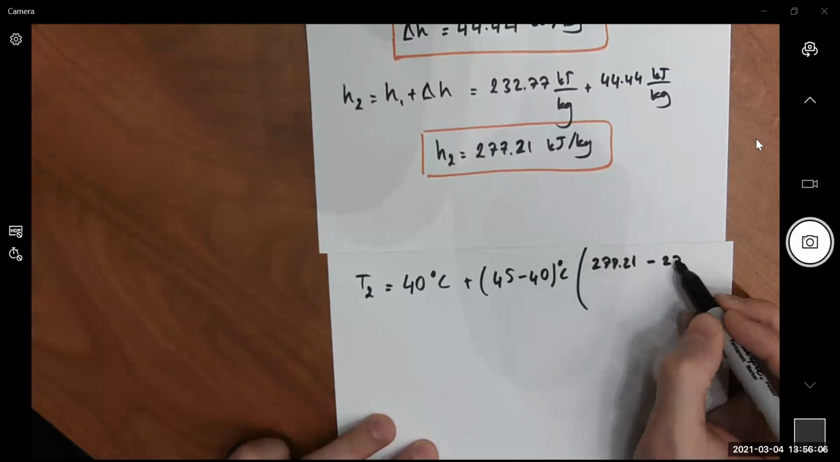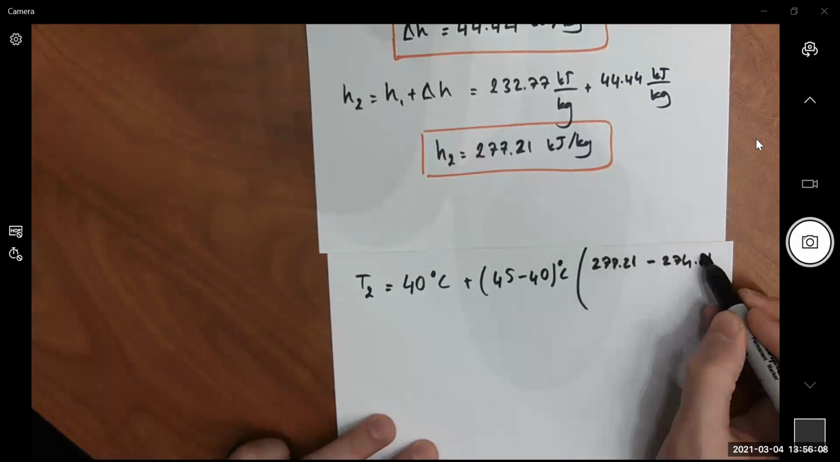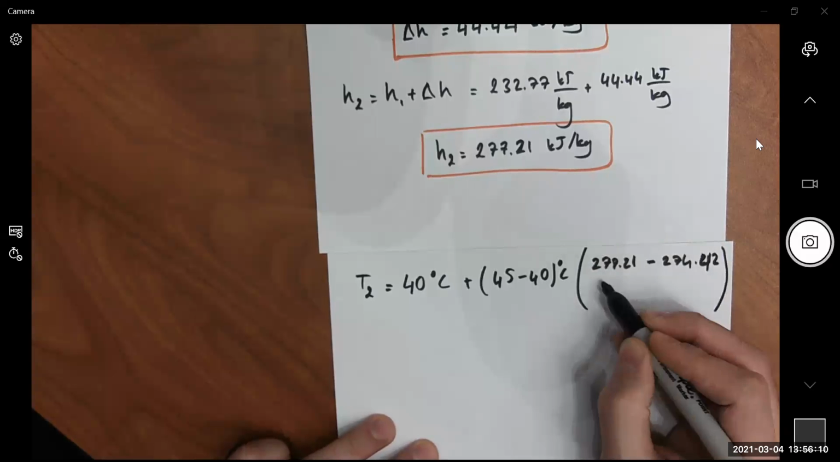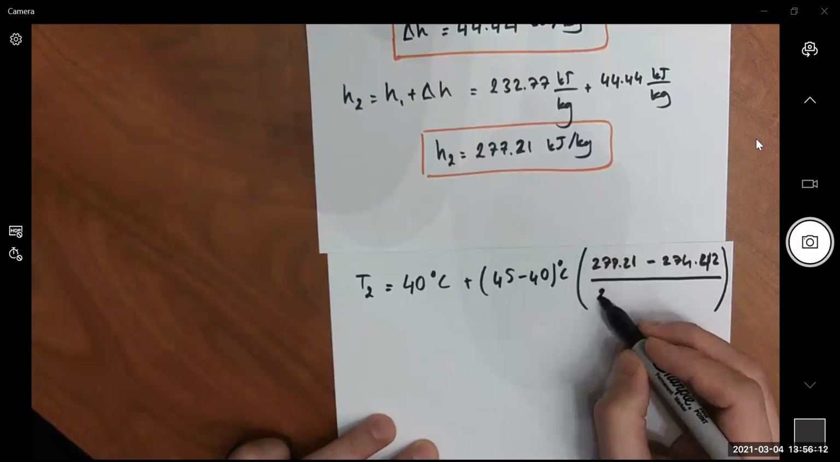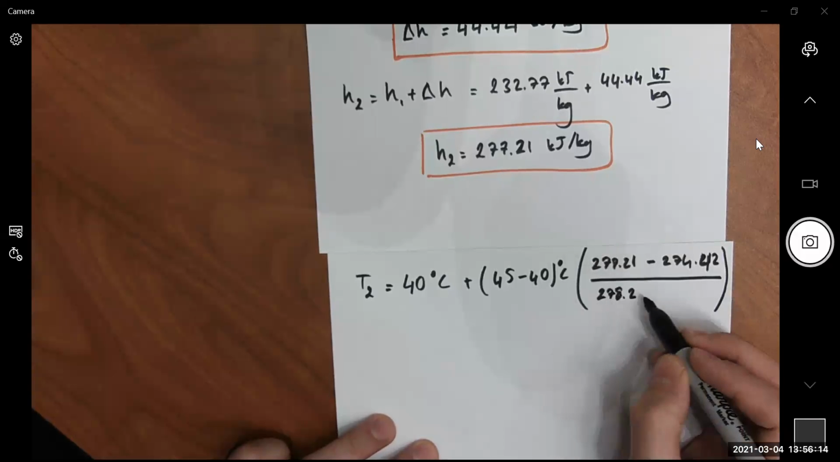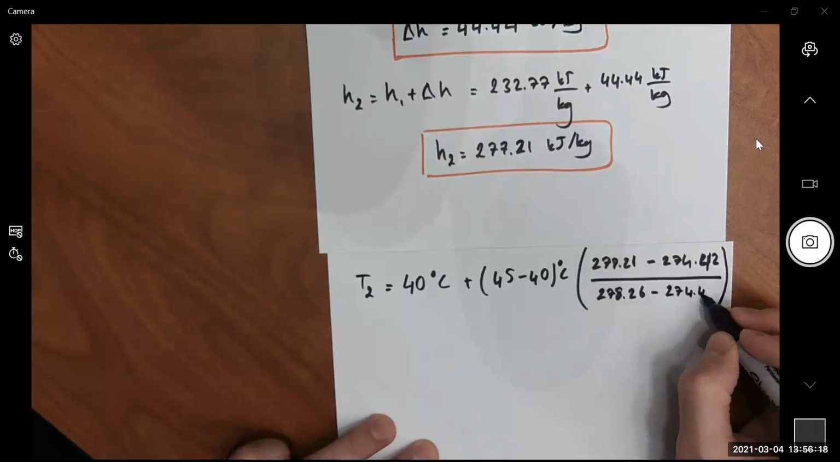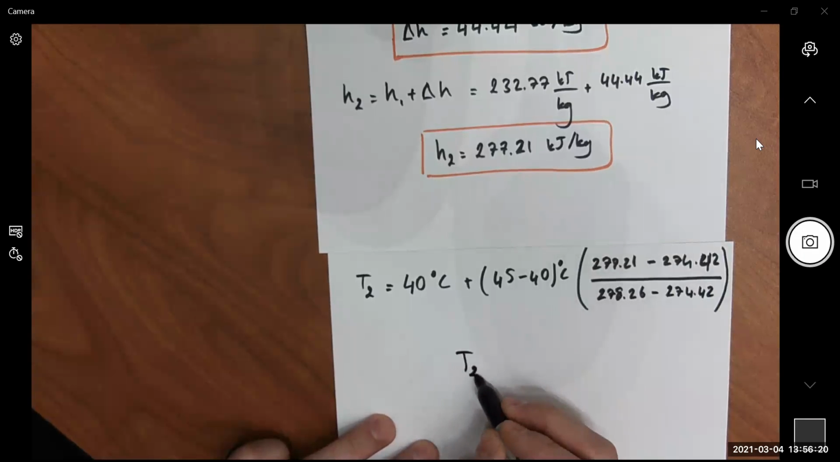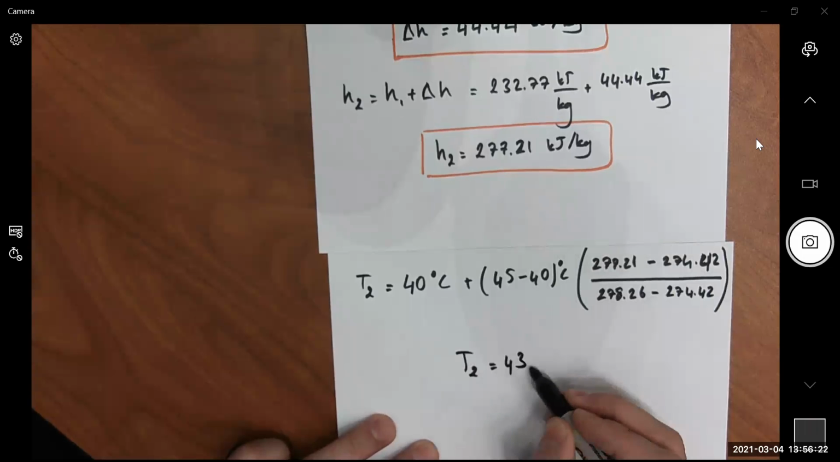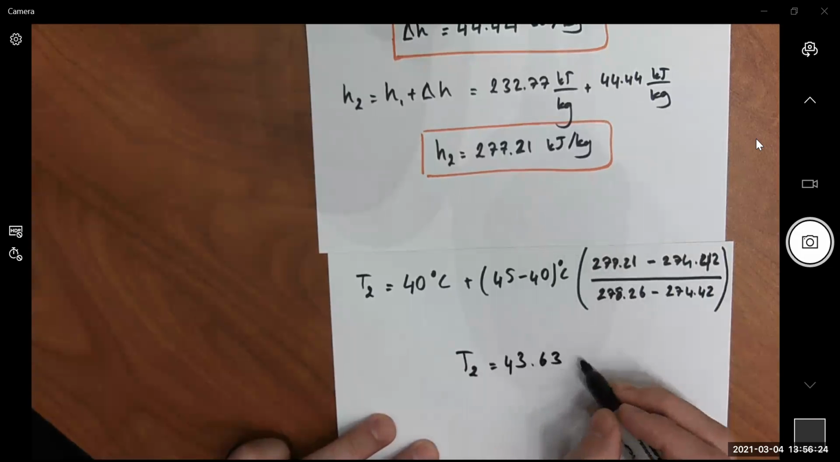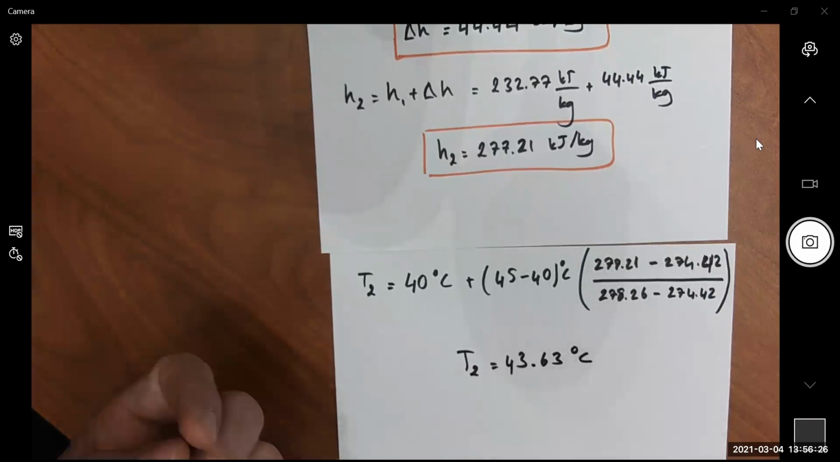277.21 minus 274.42 divided by 278.20 minus 274.42. From here, T2 will be 43.60 degrees Celsius.